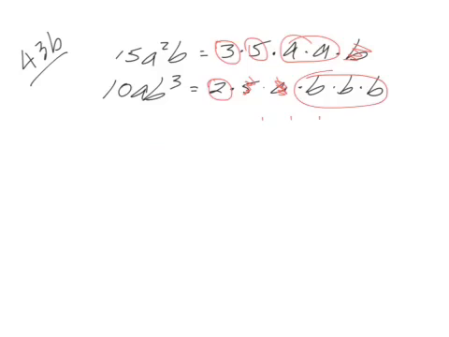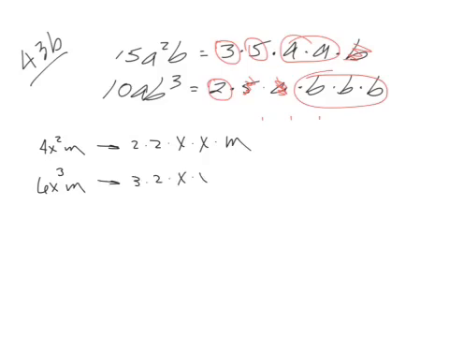Let's look at example 43.5. We have 4x squared m and 6x cubed m. 4x squared m is 2 times 2 times x times x times m. And 6x cubed m breaks down to 3 times 2 times x times x times x times m. Alright, so 2's occur twice here, once here. Circle where it occurs the most, cross out the other one.